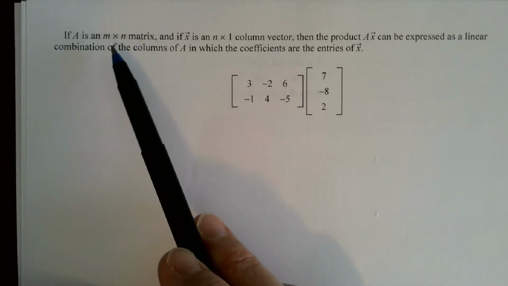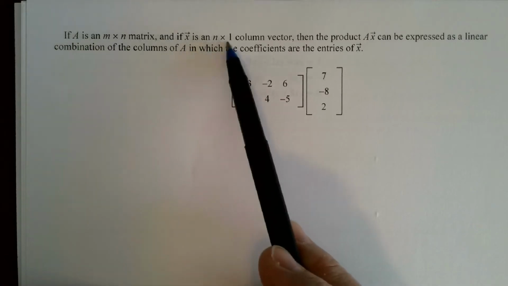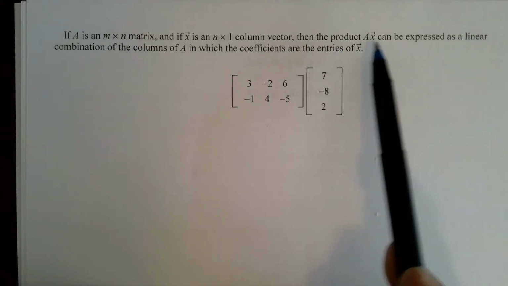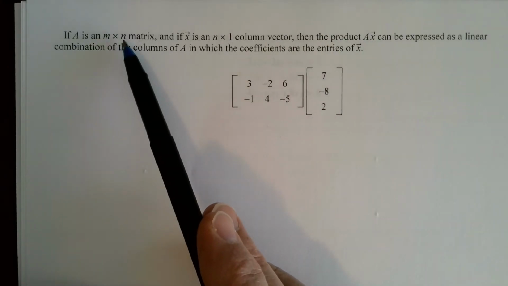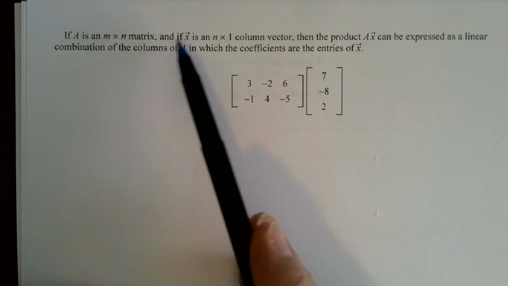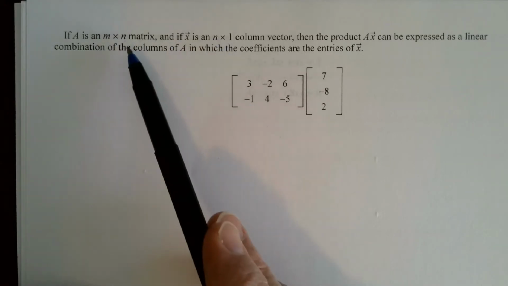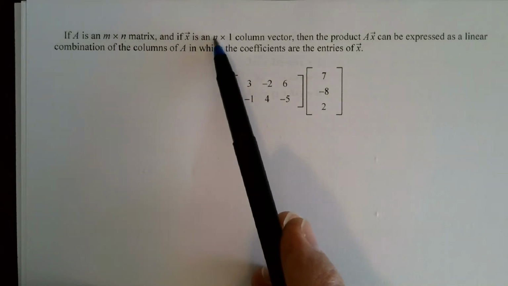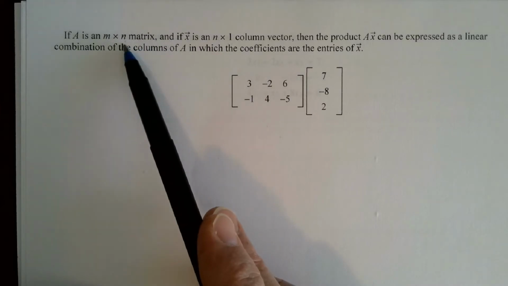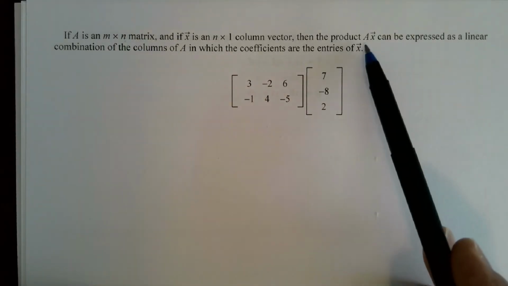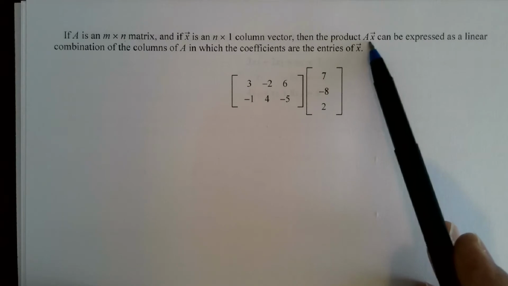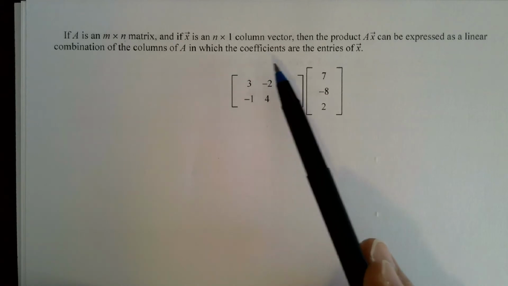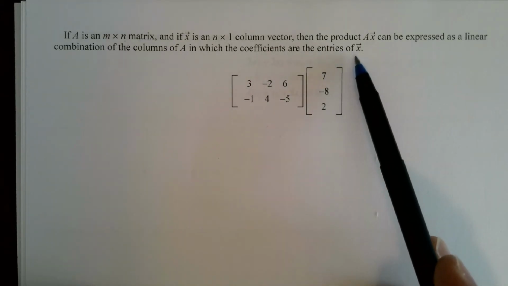If A is in general an M by N matrix and X is an N by 1 column vector, notice I can multiply A times X because the inner number has to match up. The number of columns of the matrix on the left must match the number of rows of the matrix on the right, so N and N. So we can talk about this product AX, and that product can actually be expressed as a linear combination of the columns of A with the coefficients being the entries of the vector X.